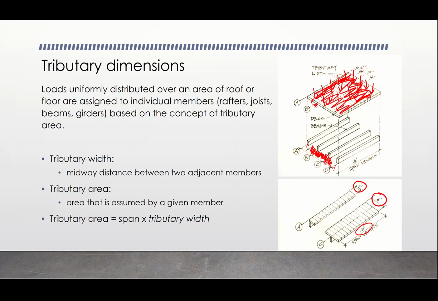So tributary area is going to be the span times the tributary width. So A's tributary area is going to be 6 feet and 2 feet wide. And then for B and C, it's going to be the same span length of 6 feet, but each of those are going to be 4 feet wide. Okay, so a little bit different, double for B and C, just because of the tributary width.